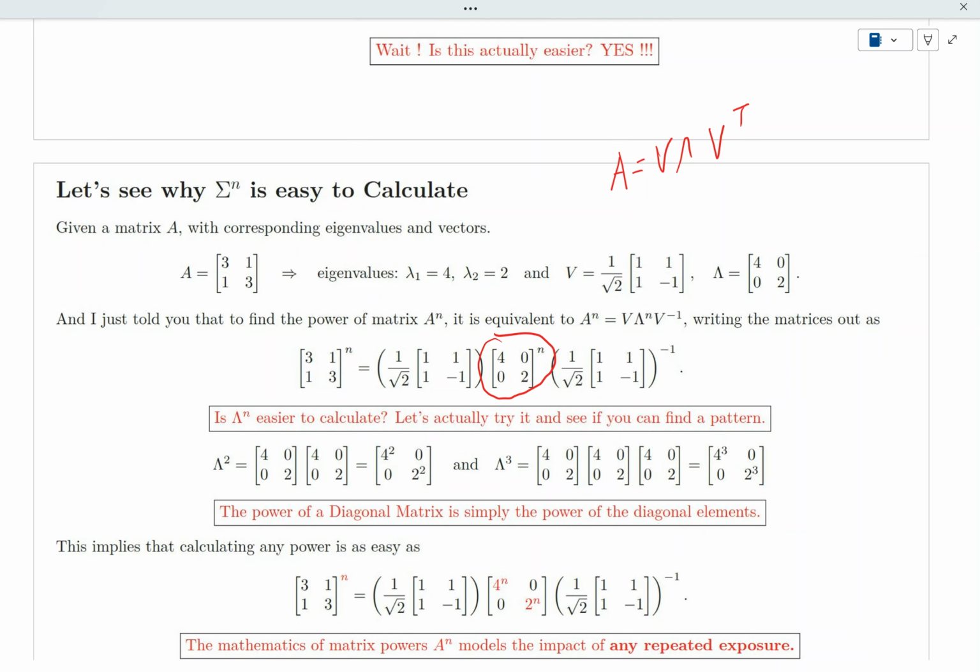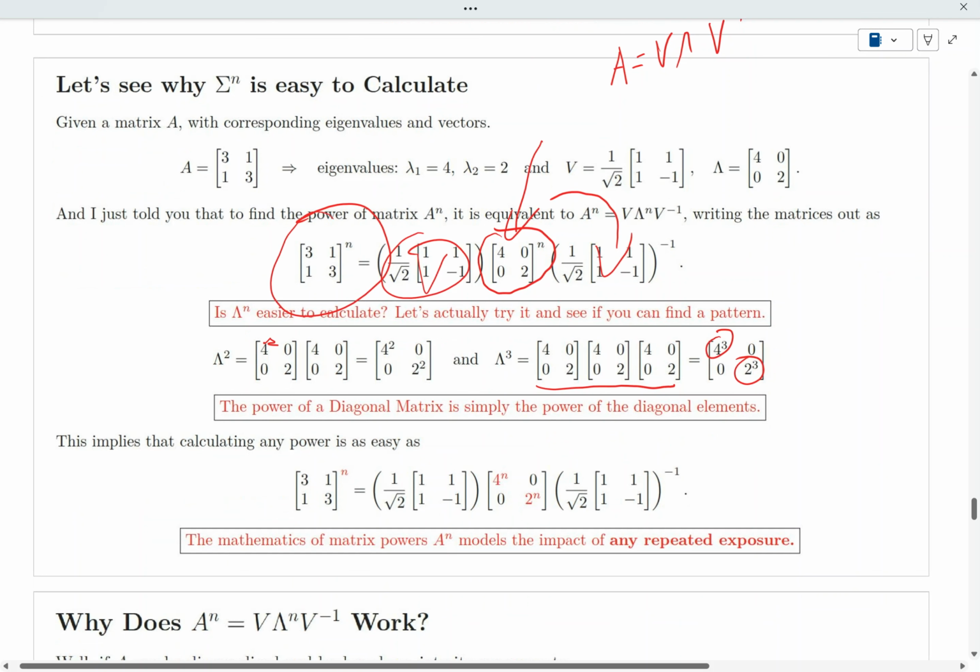Now, why is this easier? Take a look. If we try to do power of 2, notice how when you actually multiply them together, it's simply 4 squared, 2 squared. So power of 2 is just the numbers squared. What about power of 3? It turns out to be 4 cubed, 2 cubed. So calculating this is really easy. And if we know the eigenvectors, we can calculate the power this way.